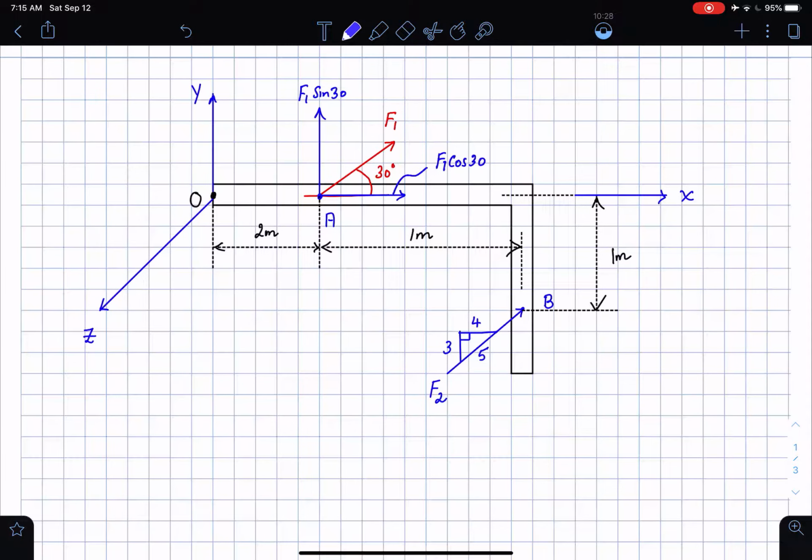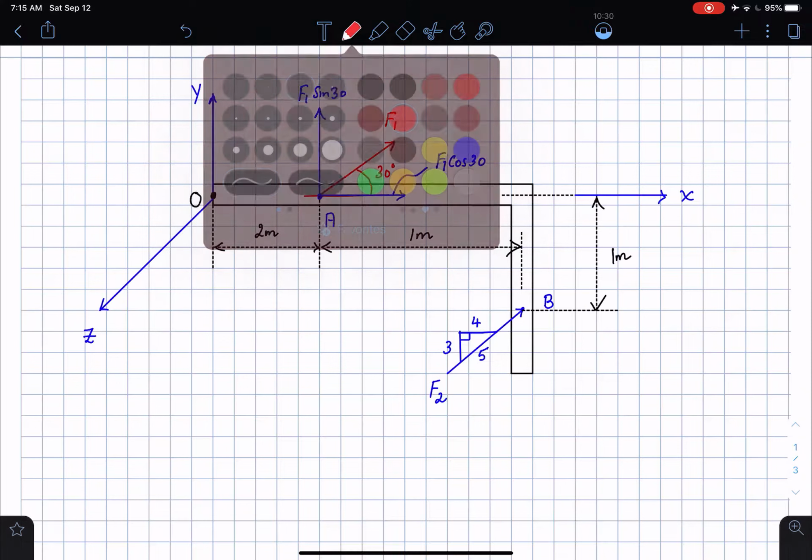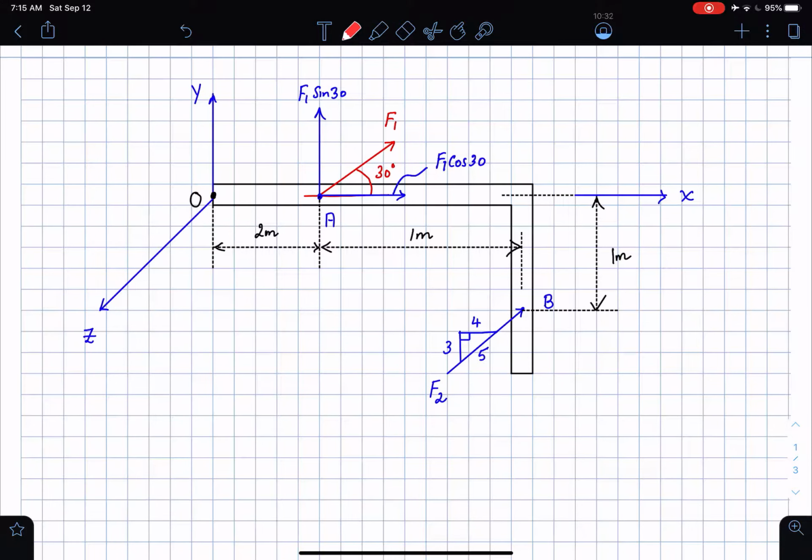Then I see this force F2, I'm going to take that and break it into its components. Always note the point of application is where the components either meet or start. So there is one component this way, and another component acting this way. This is going to be 3/5 F2, which is acting vertically, and this is going to be 4/5 F2. So these are the components.